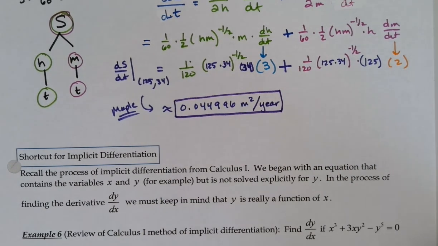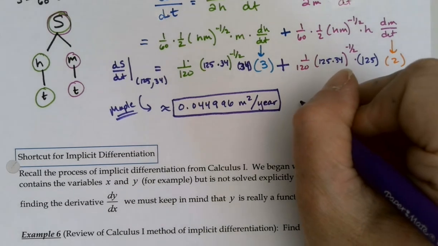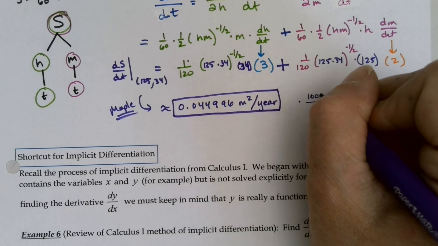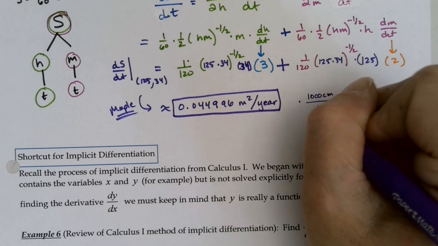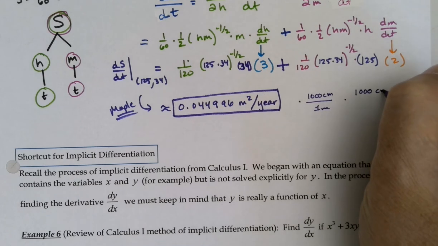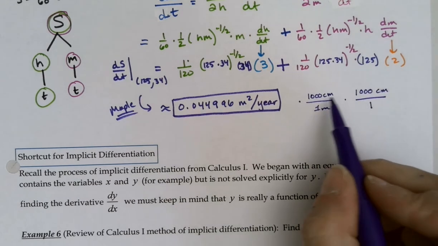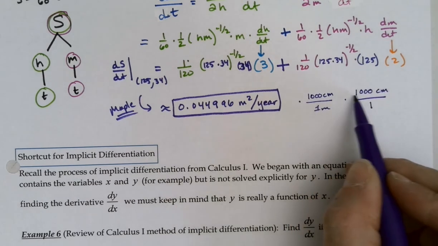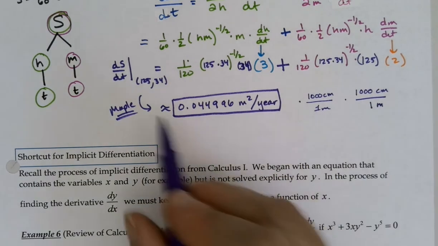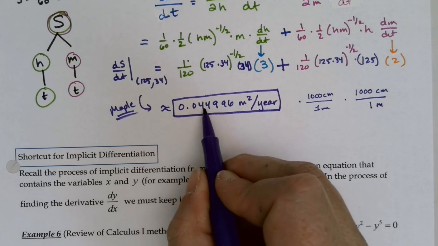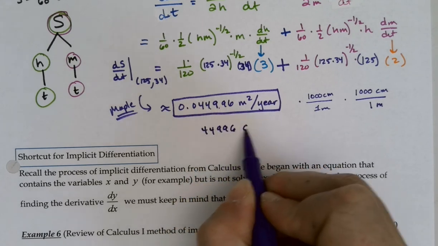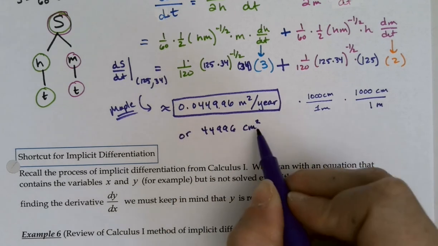Now, if you want square centimeters per year, you'd have to convert by getting rid of meters. So there's 1,000 centimeters in every 1 meter, and you'd have to do it twice because you'd be getting rid of meters squared. And that would move the decimal 1, 2, 3, 4, 5, 6 places over. So it'd be 44,996 square centimeters per year.